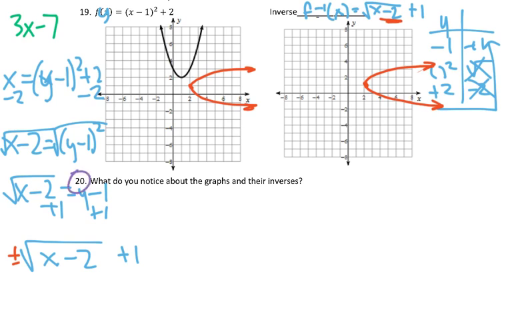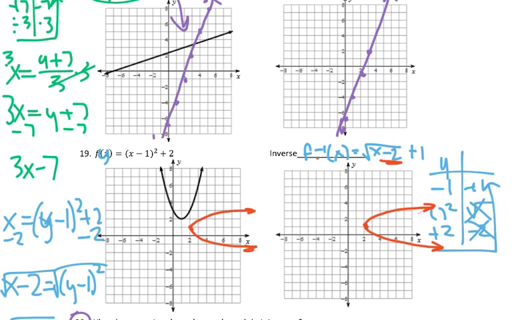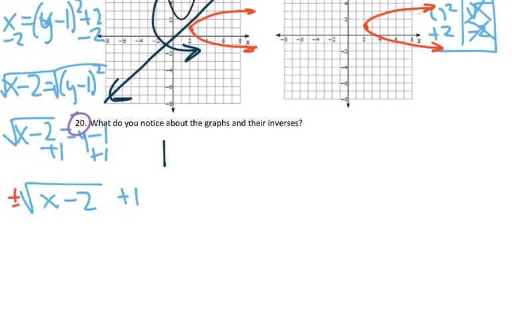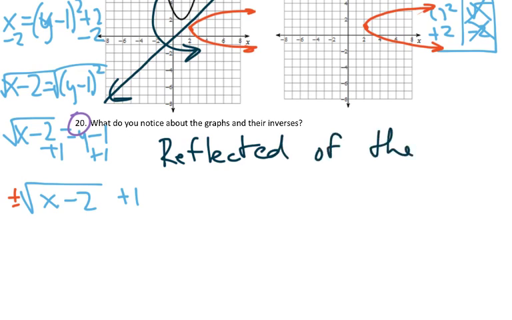So now 20 says, what do you notice about the graphs and their inverses? So hopefully what we've talked about and what you notice here is that if we graph this line y equals x, because we swap the x and the y, the x and y values are all swapped, which makes you reflect over that line. So the graph is always reflected over that. Alright, so they're reflected over the line y equals x.